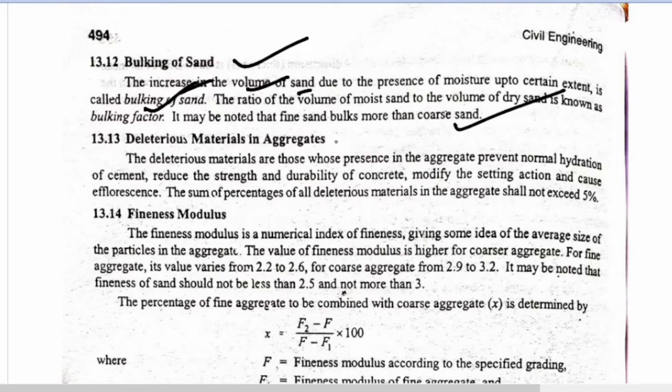Deleterious materials in aggregate, the deleterious materials are those whose presence in the aggregate prevents normal hydration of cement, reduces the strength and durability of concrete, modifies the setting action and causes efflorescence. The sum of percentage of all deleterious materials in the aggregate shall not exceed 5%.